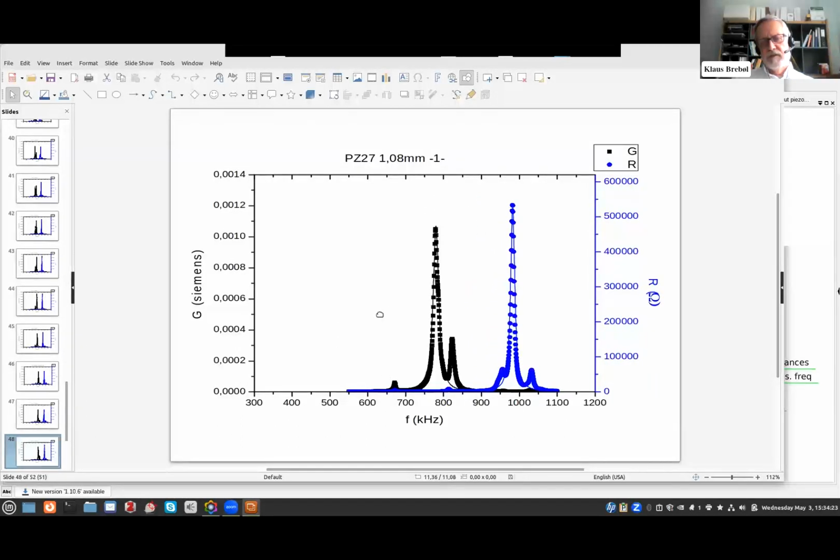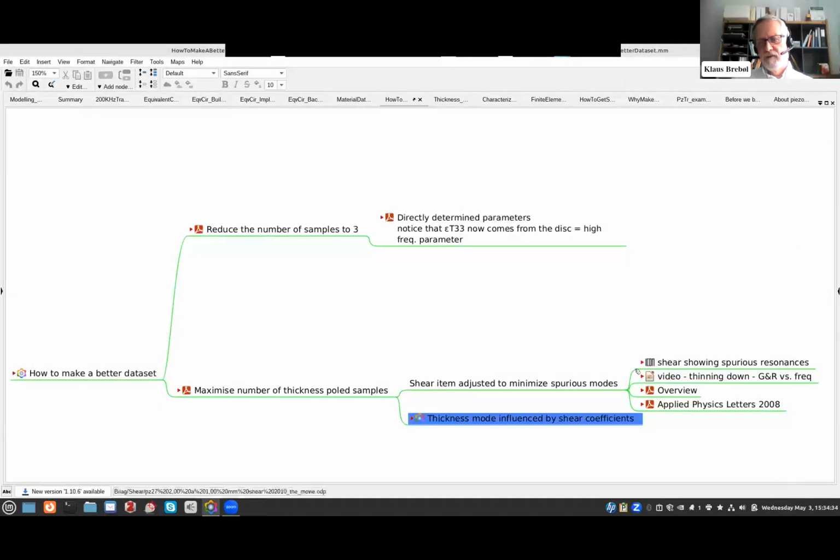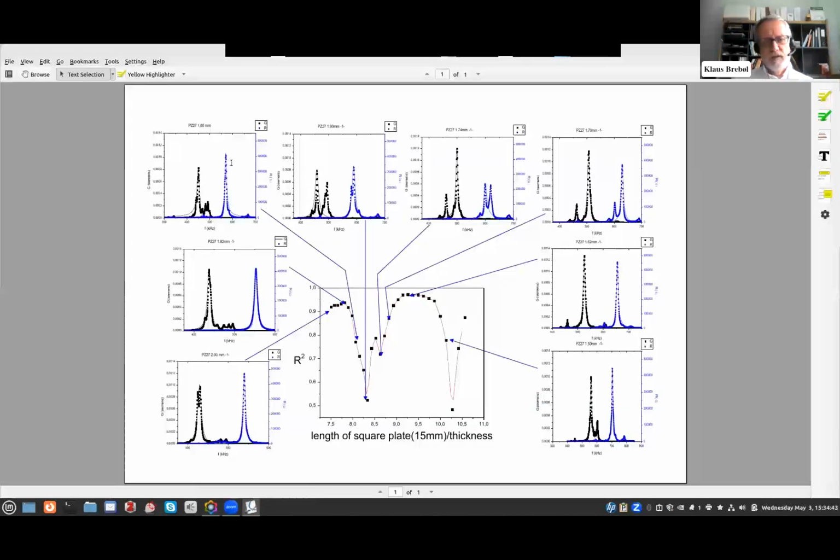So the coupling is not constant. It's not that we can say that above a certain aspect ratio, we are free of any coupling. It's more that we should search for a certain aspect ratio, and then we will have good possibilities to extract our data. Here we have the double resonance that was 1.8 millimeter in thickness. If we then thin down the sample, you'll see here at 1.62 millimeters, we have 2 very clean resonances, which we use for extracting the parameter.